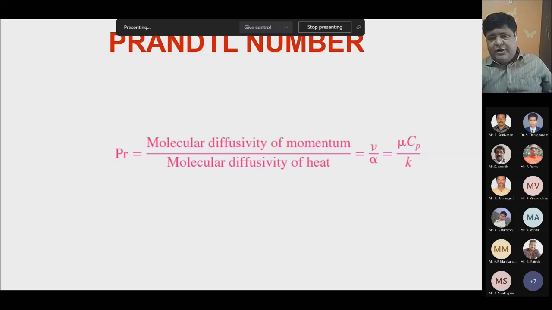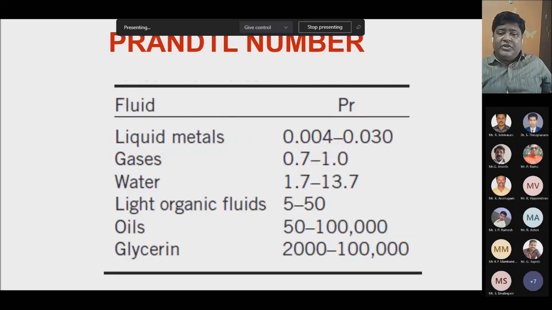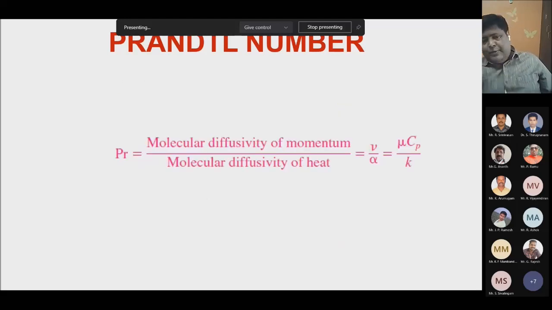On the other hand, the Prandtl number is equal to mu Cp by K. So for any fluid, if you can calculate mu Cp by K, you can find the Prandtl number, and it should be low enough. Let me give some values here. For liquid metals, the Prandtl number is very low, 0.004. And what is the Prandtl number for glycerin? 2000. So you can see the Prandtl number is very high.